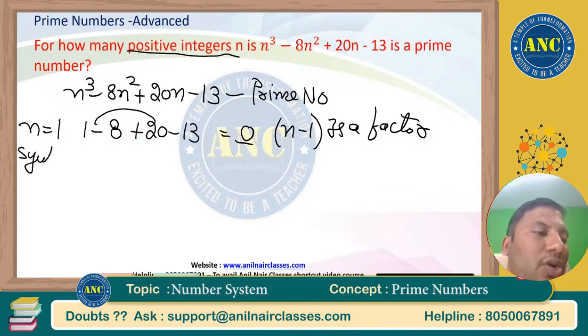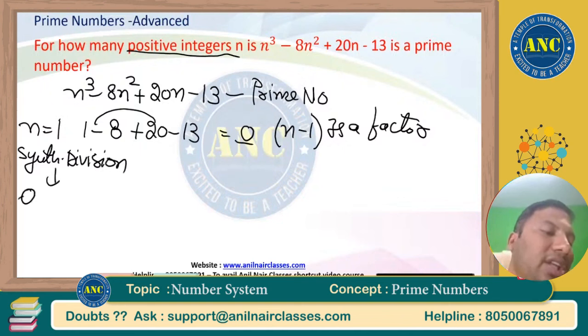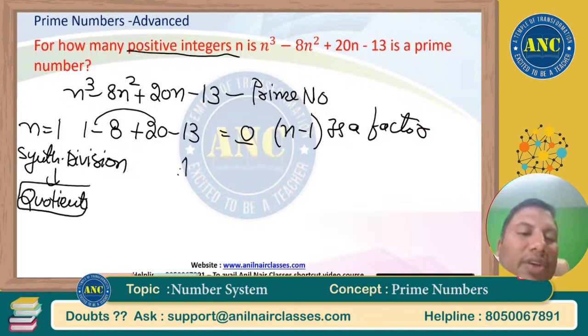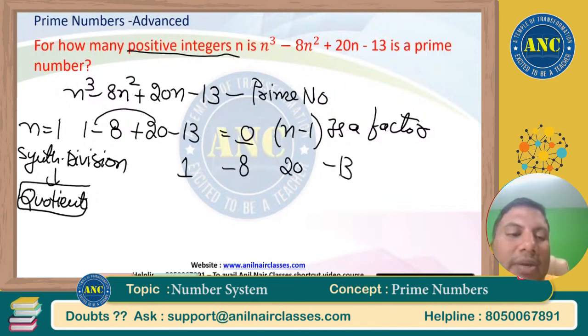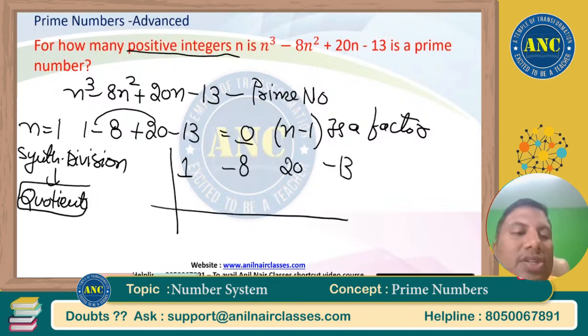Now let us do synthetic division. Synthetic division helps us in finding the quotient. How to do it? The n cube coefficient is 1, the n square coefficient is minus 8, the coefficient of n is 20, and this is minus 13. N minus 1 is a factor, so equate n minus 1 with 0: n is 1.